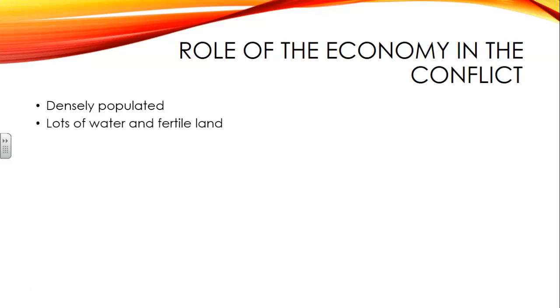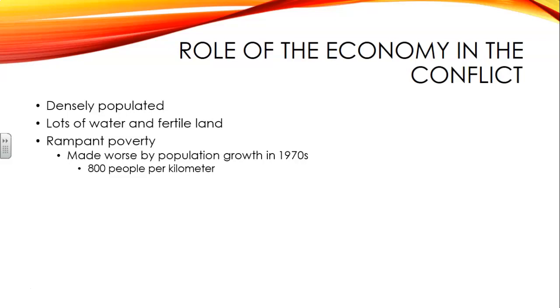Additionally, Rwanda does have a lot of access to water and a large access to fertile land. So you've got a lot of people living in a small area, but this land is very easy to grow stuff on because of the fertile land and because of the amount of water. However, it is also rampant with poverty. This is going to be made worse in the 1970s by the population growing. Rwanda's population really does take off in the 1970s to the point where there's going to be 800 people per square kilometer.